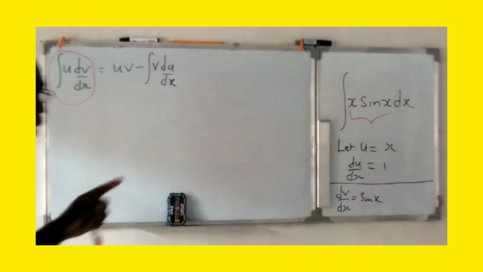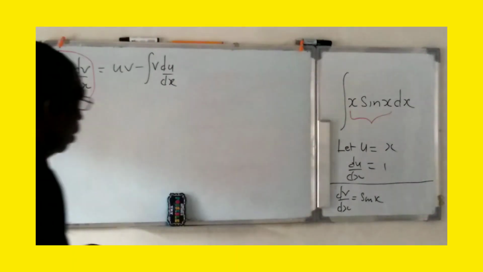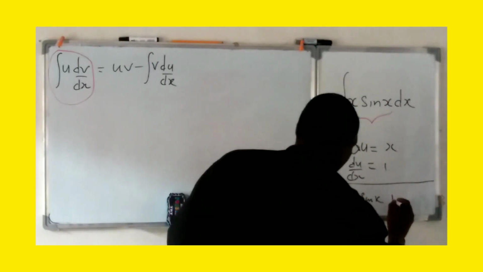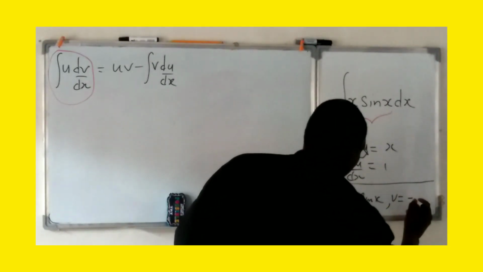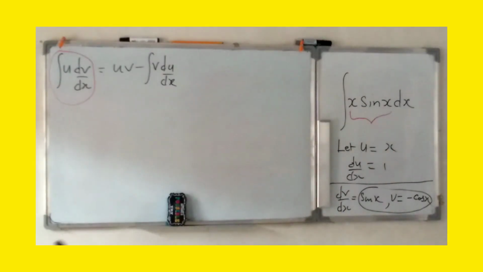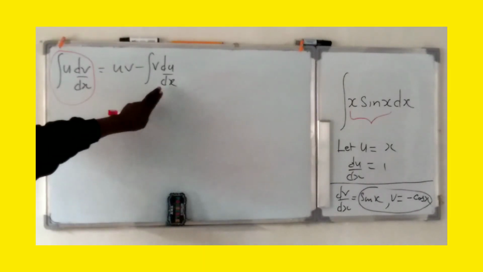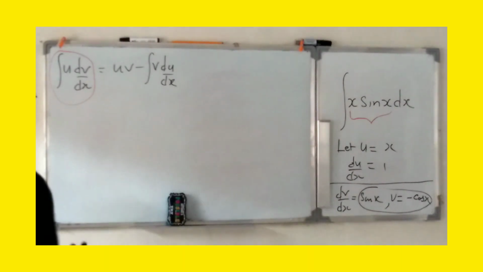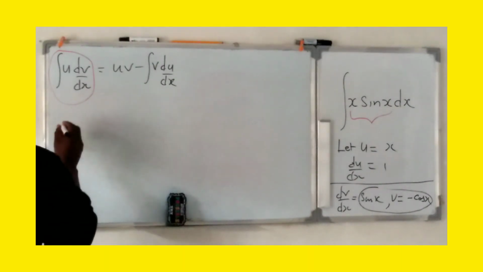So if dv dx is equal to sine of x, what does that mean? It means v itself is equal to minus cosine of x. So we can now fit it into this part here on the right hand side. So let's rewrite our integral here.